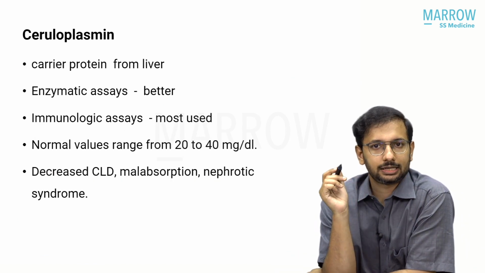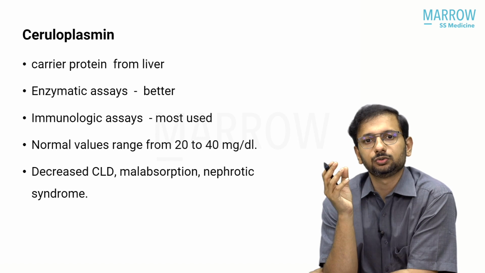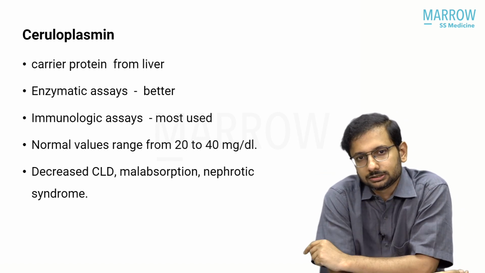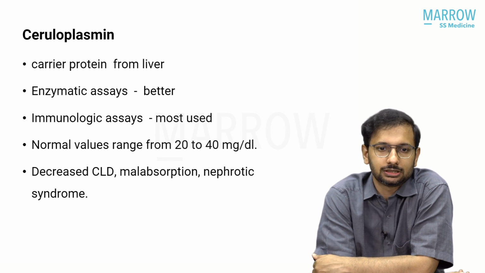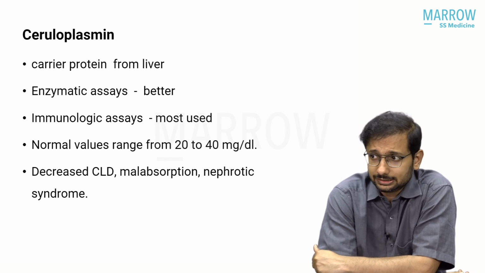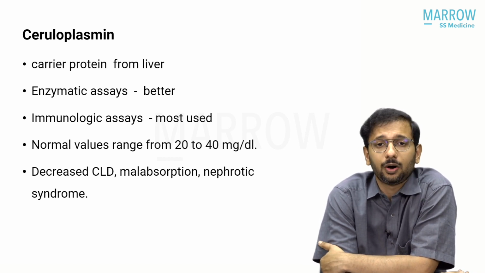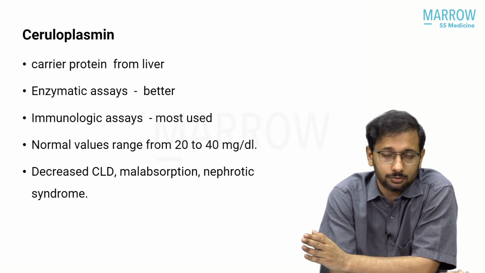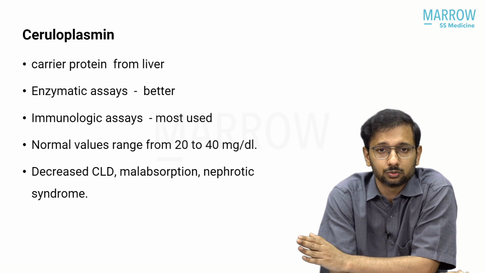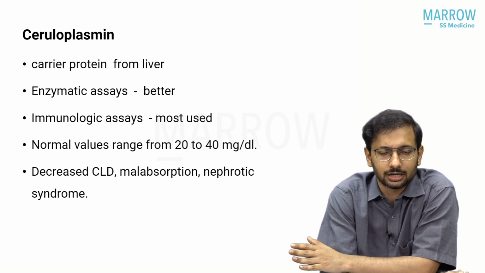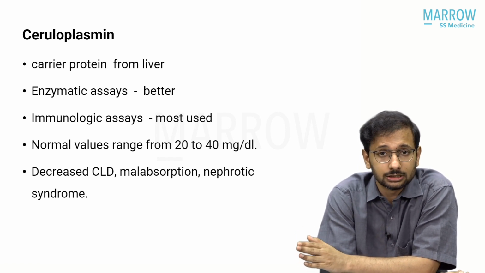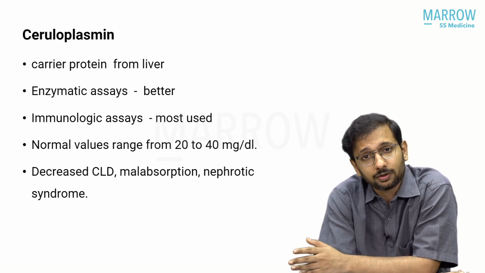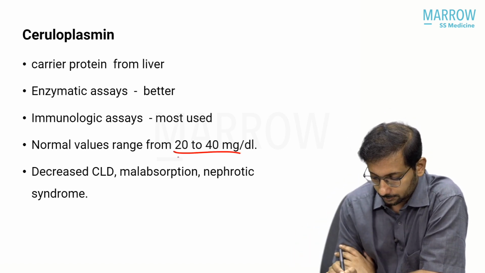Ceruloplasmin is a carrier protein from the liver and it is used to measure Wilson disease. You have mainly two assays, enzymatic assays and immunological assays. Enzymatic assays are recently developed, they are more specific. However, immunological assays have been there for quite a long time, and immunologic nephelometry is what is being used and is right now the standard of care. However, the gold standard is enzymatic assays with respect to Wilson disease ceruloplasmin. Normal values range from 20 to 40 milligrams per deciliter.